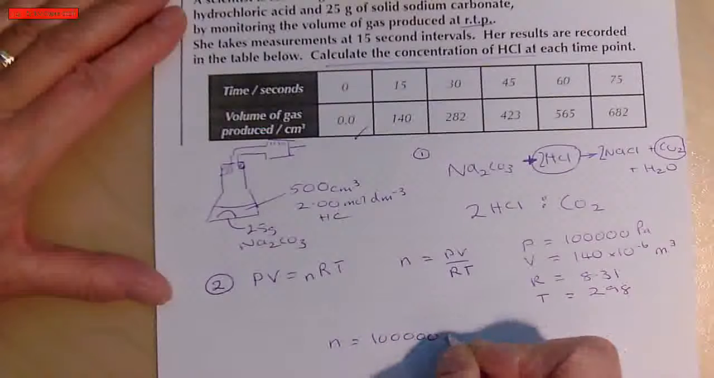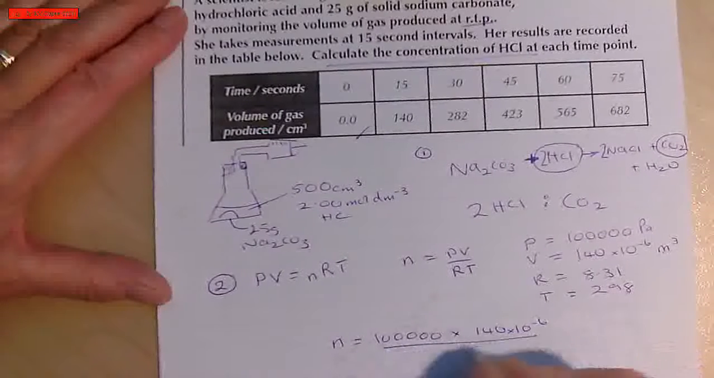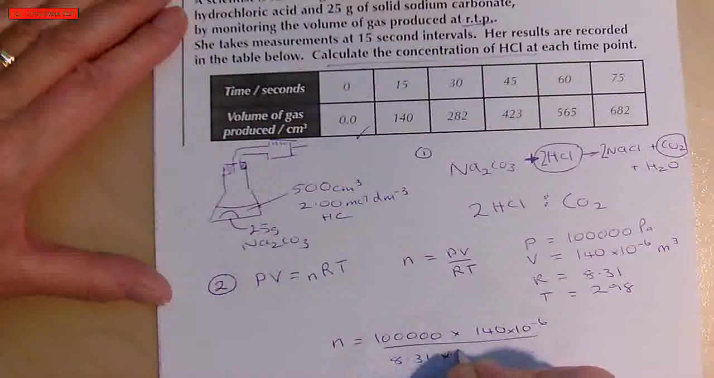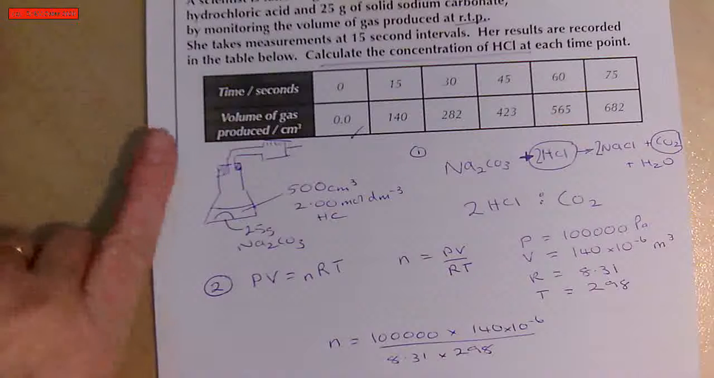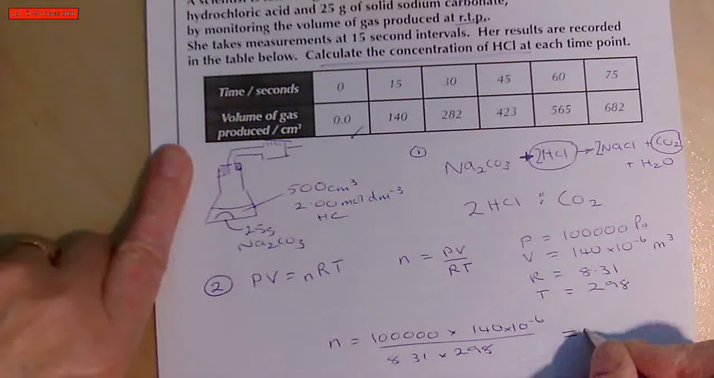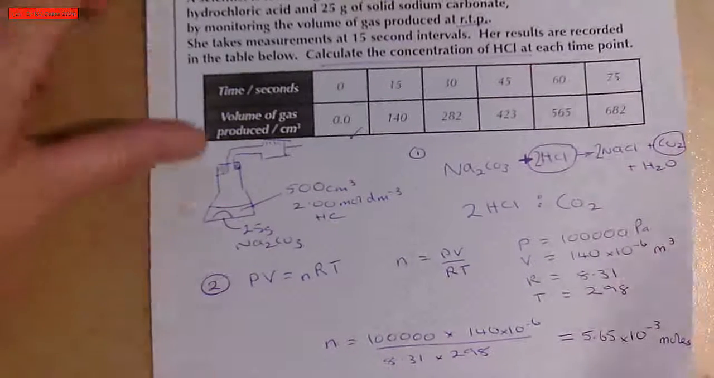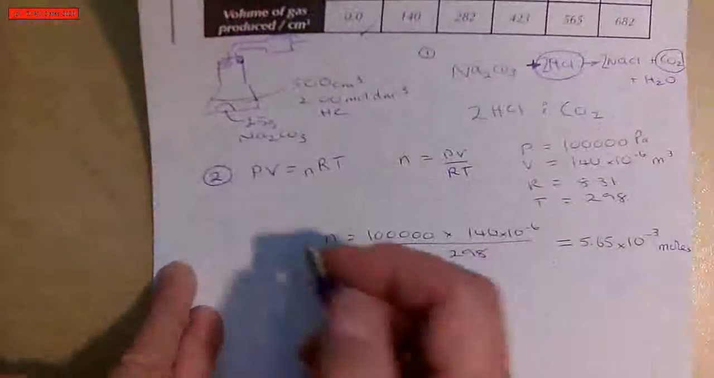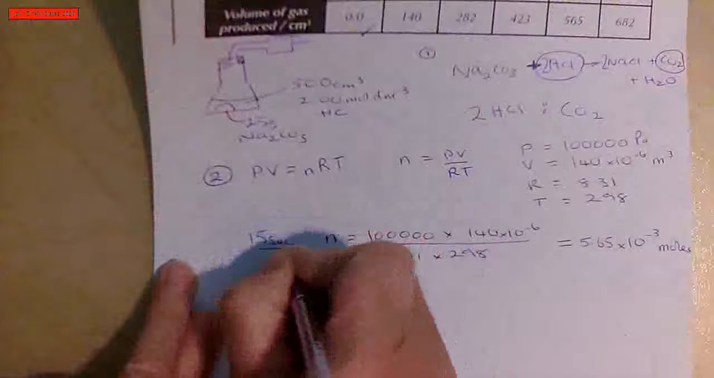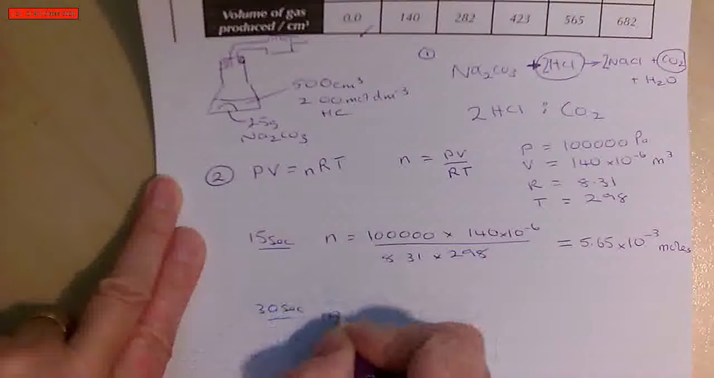So n equals 100,000 pascals times 140 times 10 to the minus 6 divided by 8.31 times 298. Okay, so from the calculation, the number of moles is 5.65 times 10 to the minus 3 moles. Okay, so I can do the same thing again for 30 seconds.